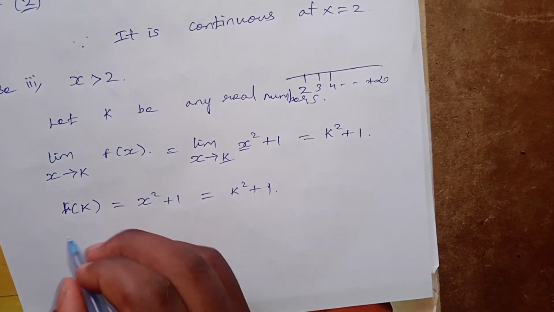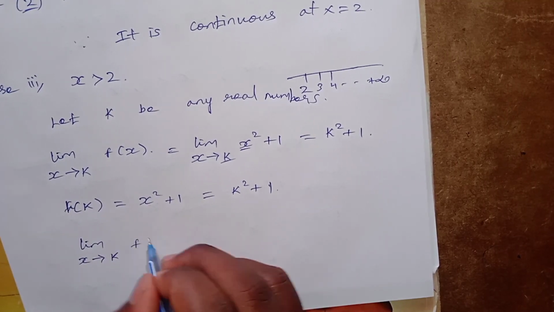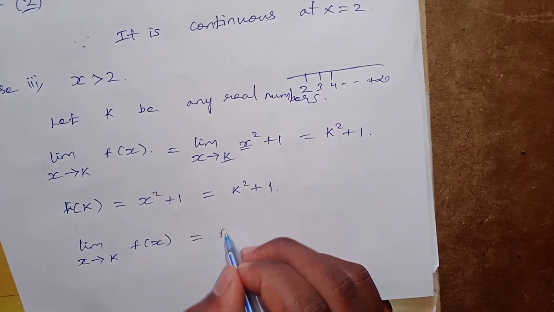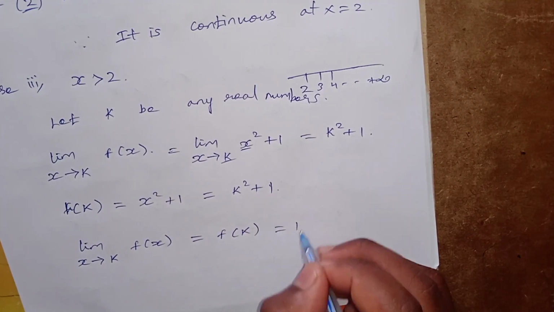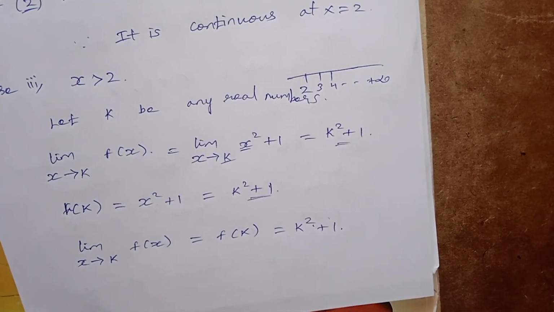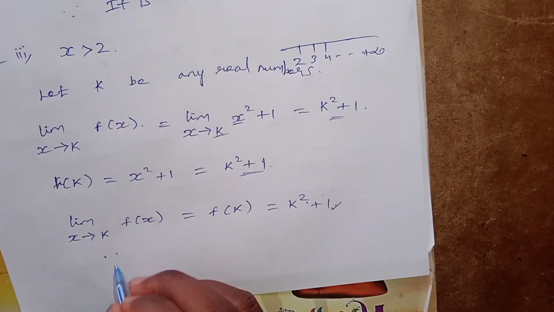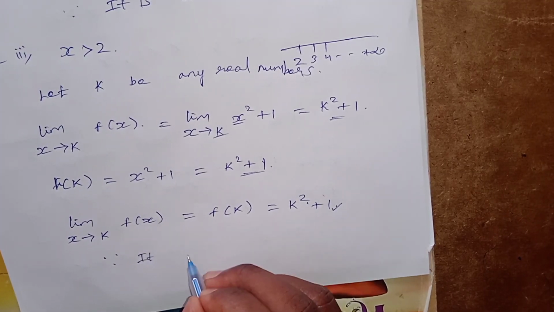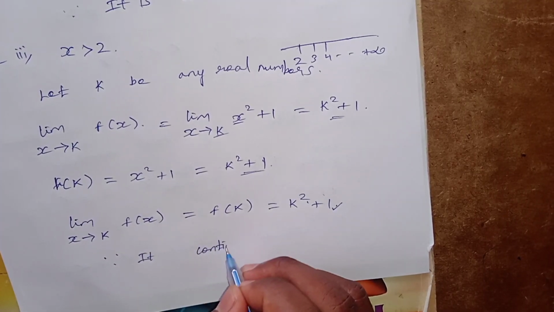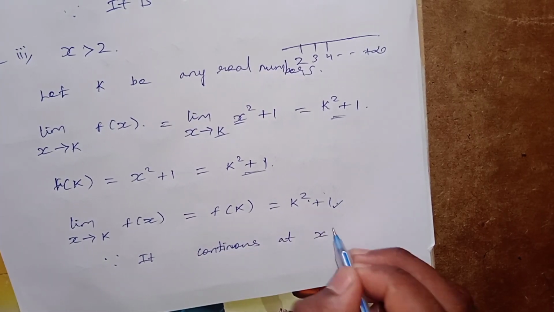Finally, you have to write limit x tends to k f of x is equal to f of k is equal to k squared plus 1. Therefore, here it is satisfying. Here the given function is continuous at x greater than 2.